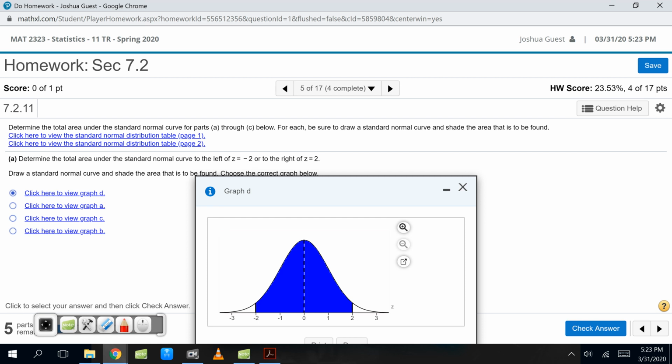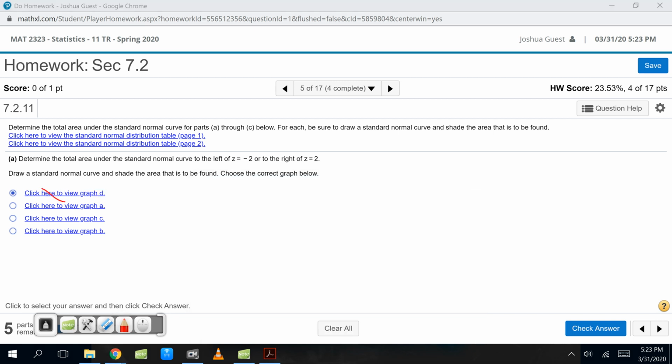Click here to view this graph. All right, so here's the graph. Left of negative 2 is this way, and right of 2 is this way. We're in between the two, so that's no good. That graph's no good. Okay, so we can go ahead and get rid of this first one.